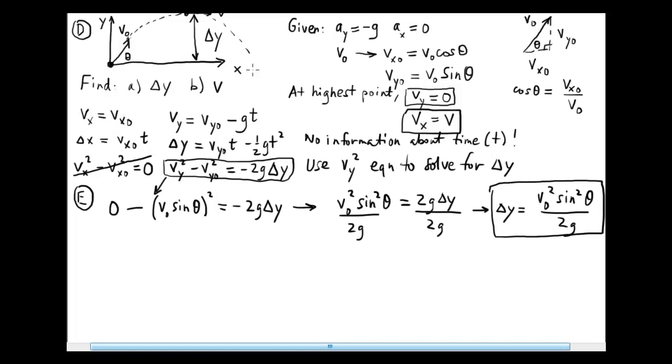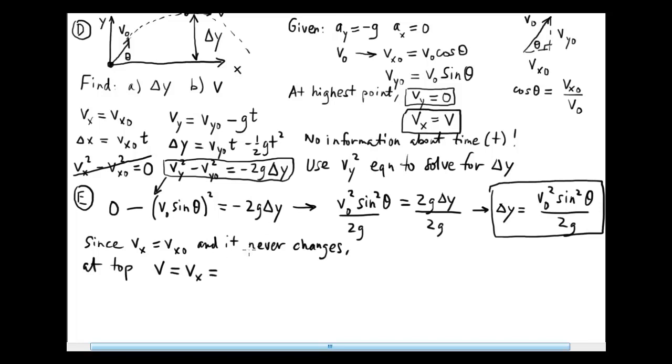The x component of the ball's motion, the x component of the ball's velocity never changes. So I'll just write that down. Since Vx equals Vx0, and it never changes, right? Then at the top, v, which is what we want, is equal to Vx, which is equal to Vx0, and that's simply V0 cosine theta. And that's the answer. That's what we want for v.